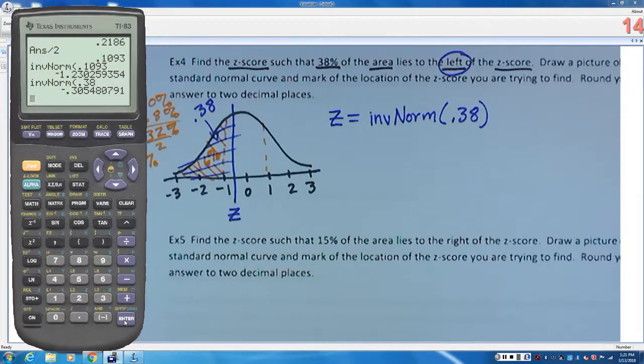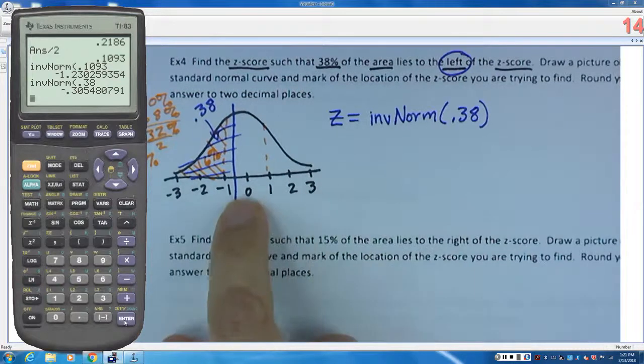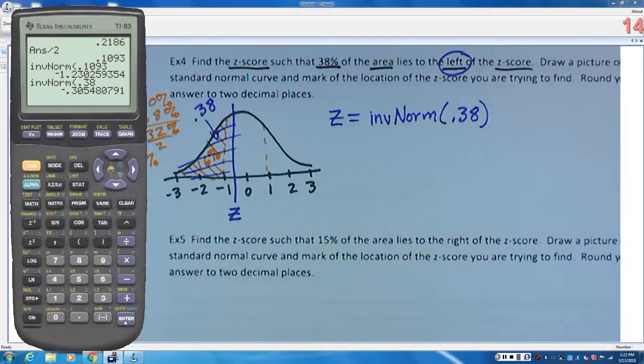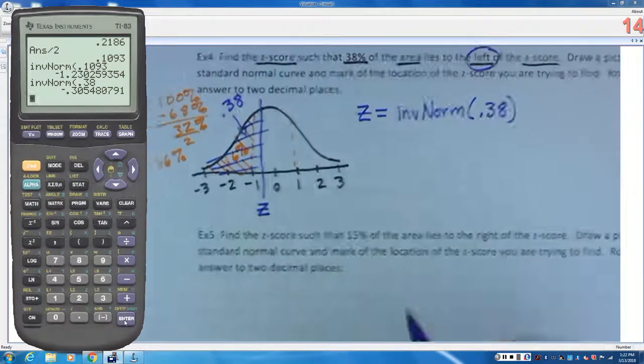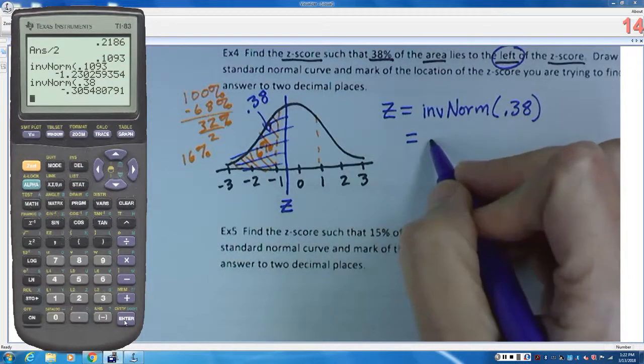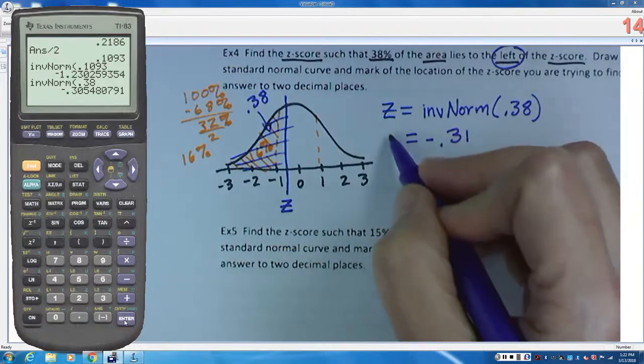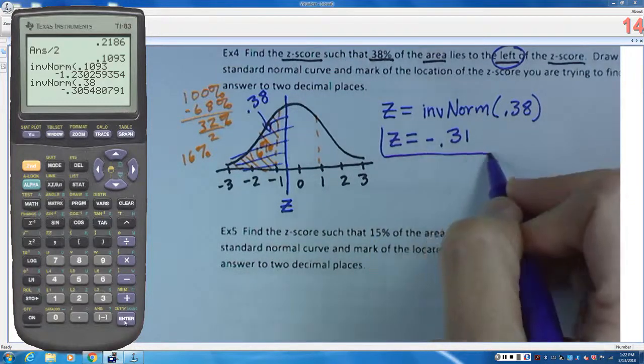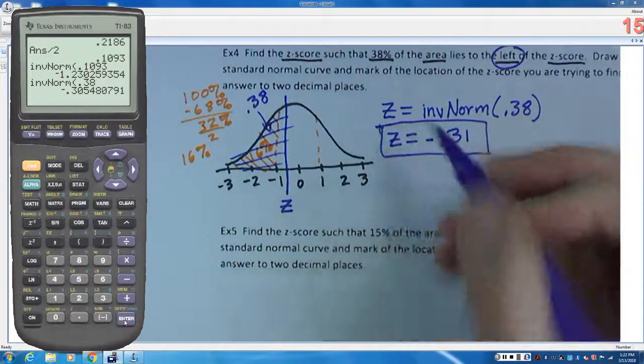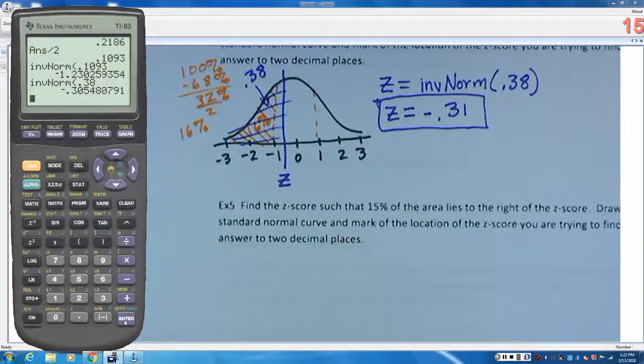And when I first see that negative number, I think, oh no, I got a negative area. No, that's z. This is the z-score. It's a number on the horizontal axis, and it makes sense that it's between 0 and -1. So it should be negative. We're only going to round it to 2 places, negative 0.31. All right. Then, any questions?